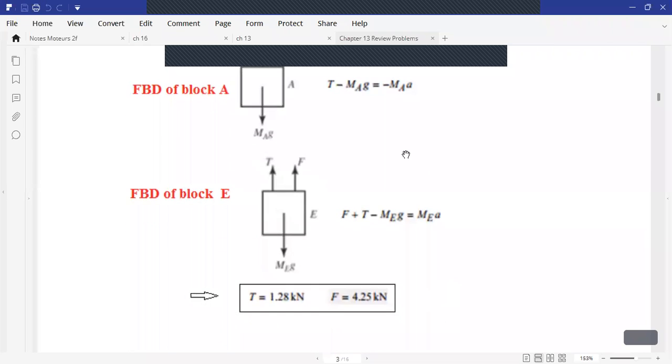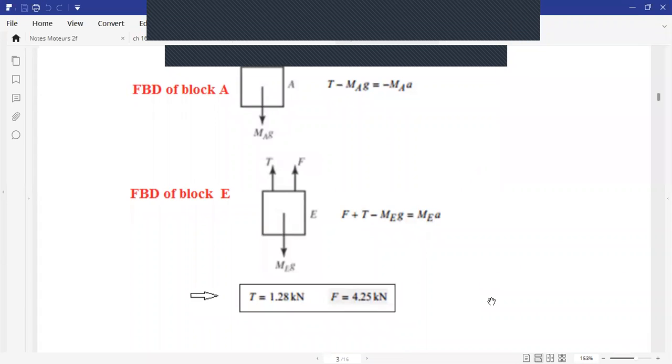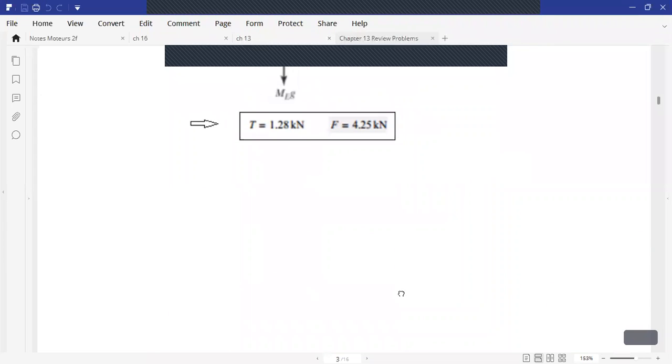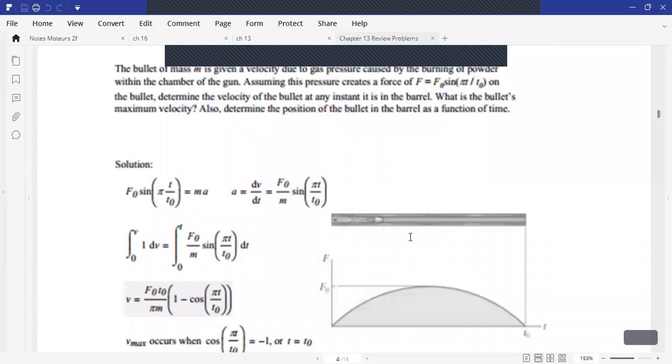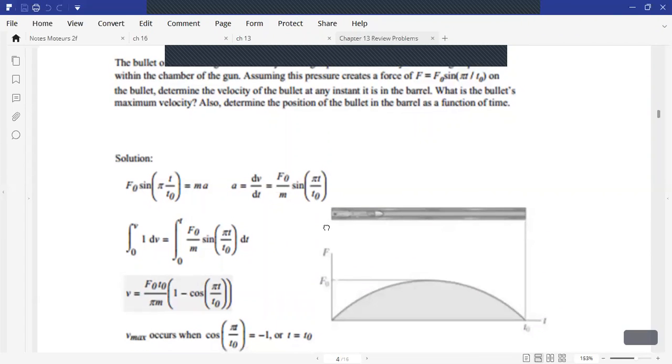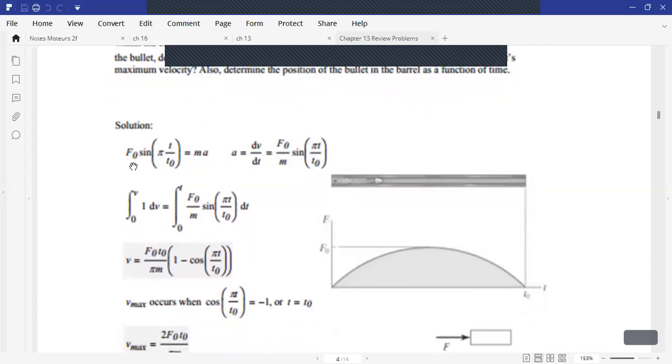Any other question on this problem? Okay, so let us move to another one. Look, I will choose the hard problems for you. This is very simple. I will just give you the idea here. They gave you here the force as a function of time, and they want you to find the maximum velocity.